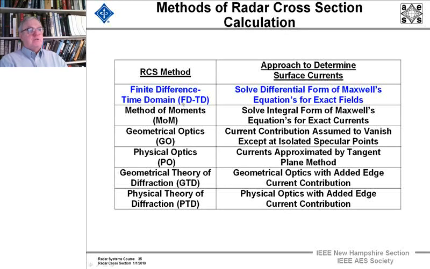In the finite difference time domain technique, the so-called FDTD approach, we solve the differential form of Maxwell's equations for the exact scattered field. And if you just take the magnitude of the scattered field, divide it by the magnitude of the incident field squared, multiply by 4 pi r squared, and take the limit as r goes to infinity, that's the cross section. So that's the way we get that.